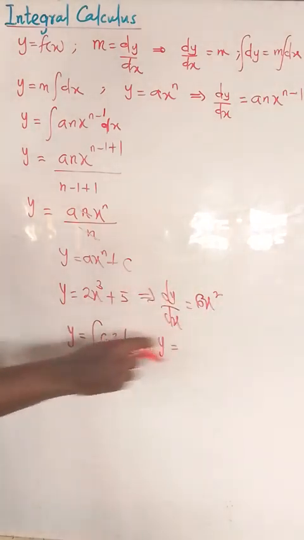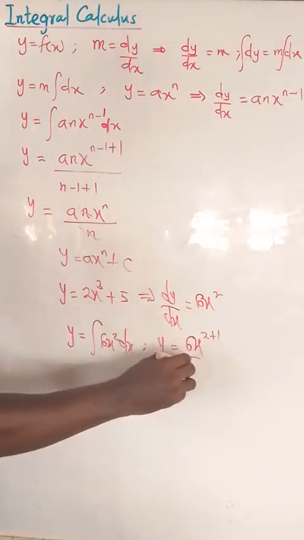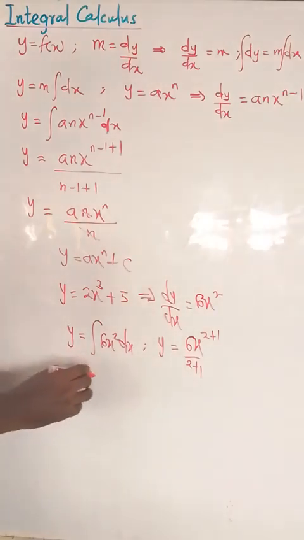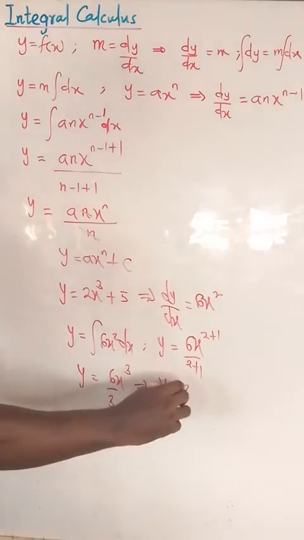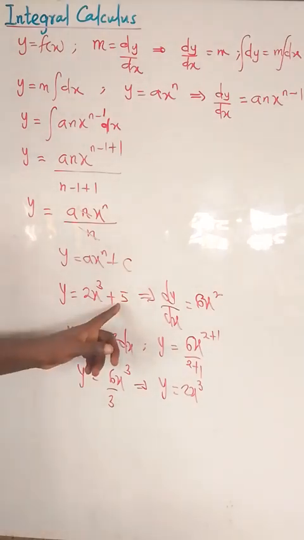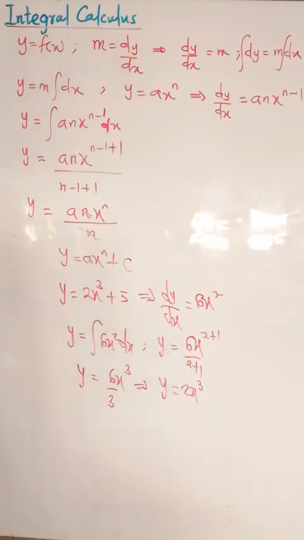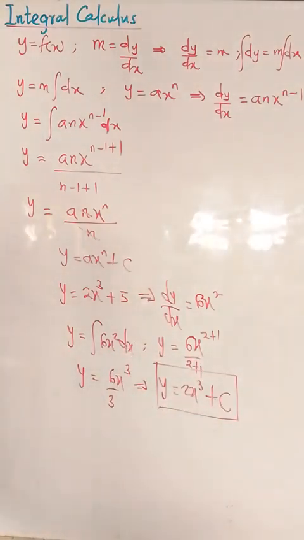From here, we add 1 to the power of 6x squared, then divide by the new power. Then from here, y becomes 6x cubed over 3, which is 2x cubed. Now there's a problem here. Where is the 5? In integration, after integrating, the constant will always be lost. There is no way we can recall the constant unless we are given initial values. So after integrating, most times you write plus c, due to that constant that cannot be found except if you are given extra conditions.